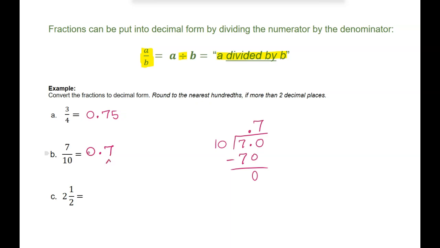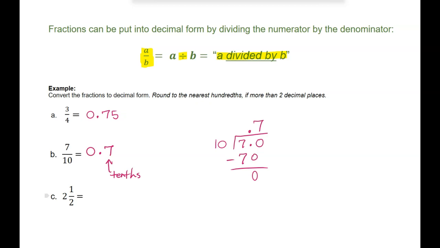Now note that 7 is in the 10ths place. So we could have just read this as the decimal form of 7/10, because that is exactly how you would say this, 7/10. So keep in mind those decimal place values.